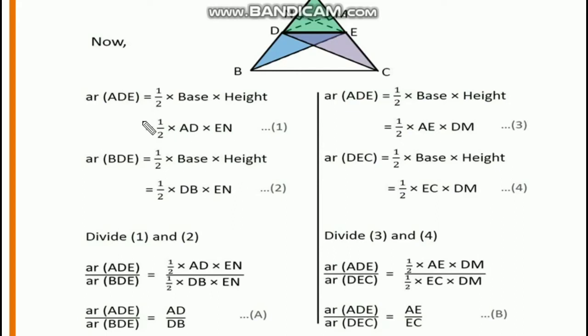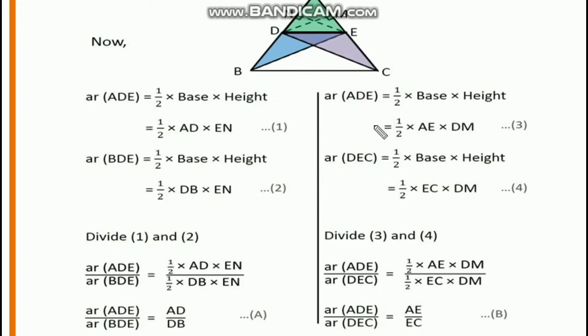Okay, so the area of triangle ADE and the area of triangle BDE. Actually, here we need to find the ratios. These two are equal, we need to prove that: AD by DB equal to AE by EC. So first divide the area of triangle ADE by the area of triangle BDE. Half into AD into EN divided by half into DB into EN. Half will be cancelled, EN will be cancelled, so the remaining will be AD divided by DB.